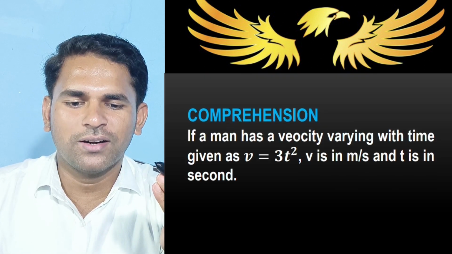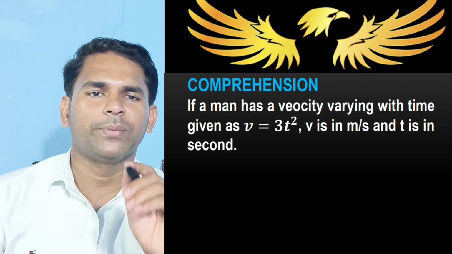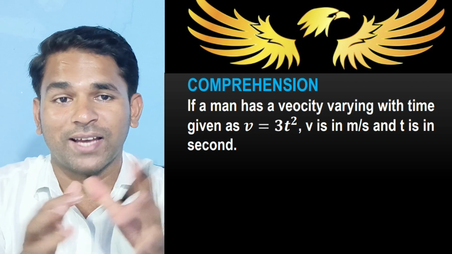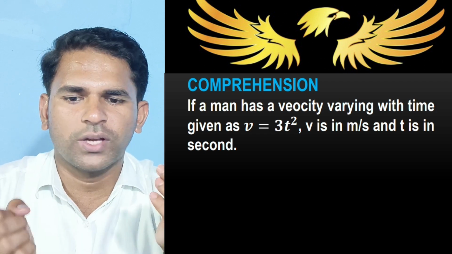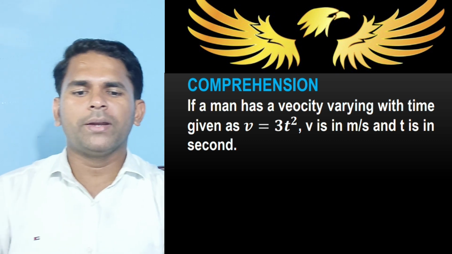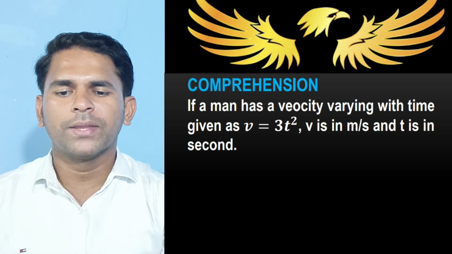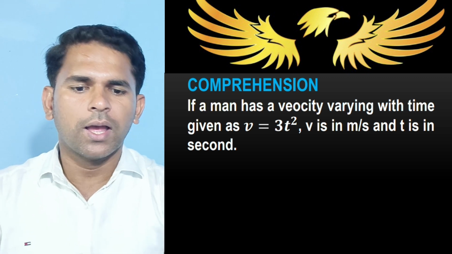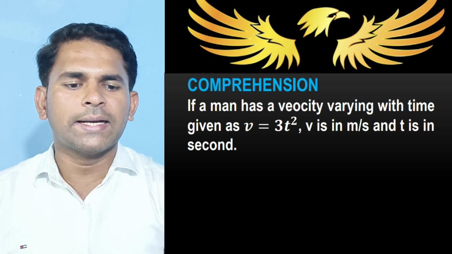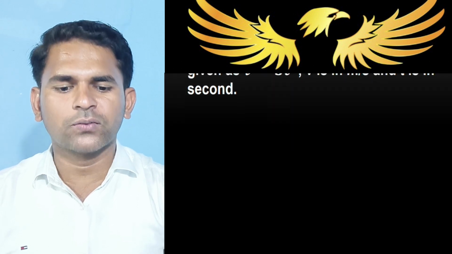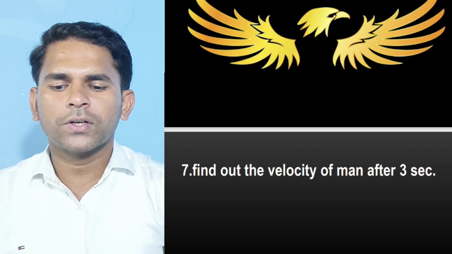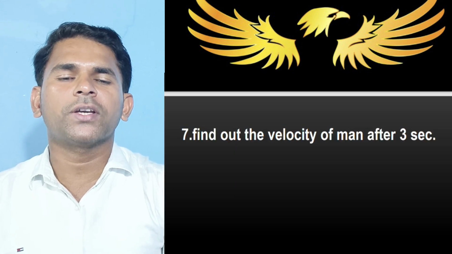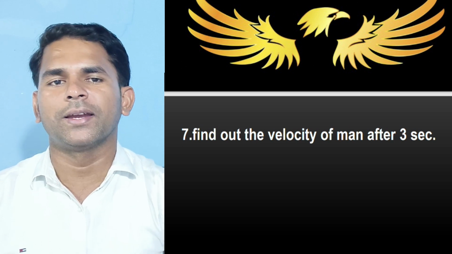The next question is based on a comprehension, which means some story type is given and they are asking some questions. What they are telling us: a man has velocity varying with time given as v is equal to 3t square, where v is in meter per second and t is in second. The first question asks us to find the velocity of the man after 3 seconds.